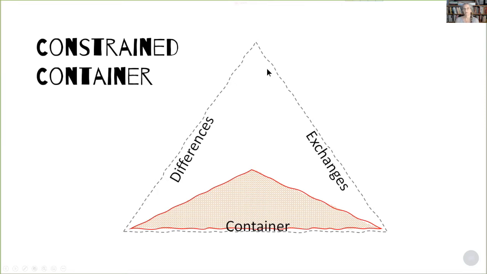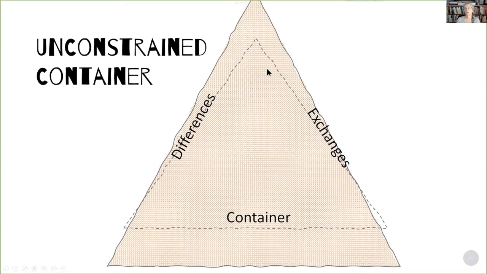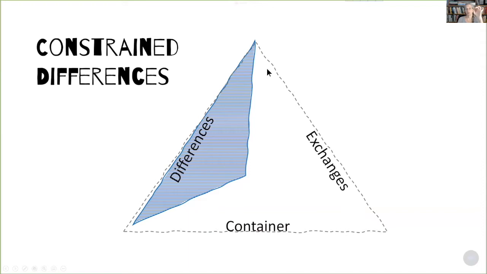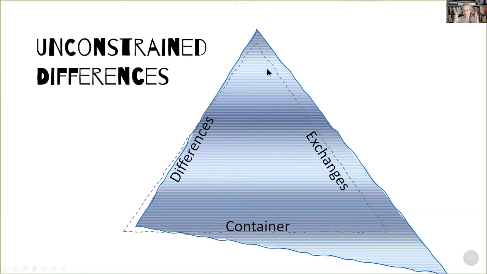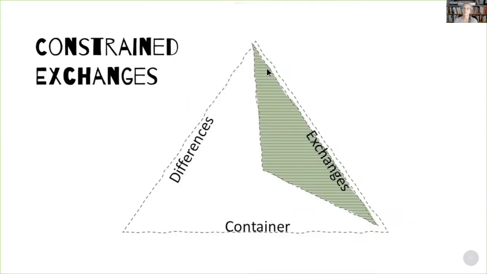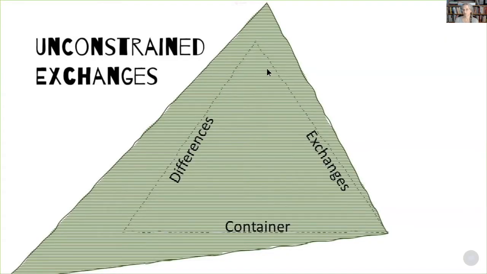So you could have a constrained container that's too small for what it's trying to deal with. You could have an unconstrained container that's too big. You could have too small a bunch of differences, or you could have too many differences for the container and the exchanges that are happening. You could have too few exchanges, and you could have too many exchanges.